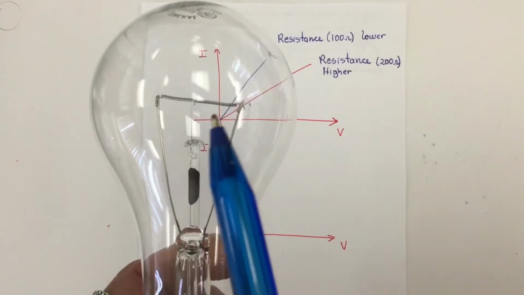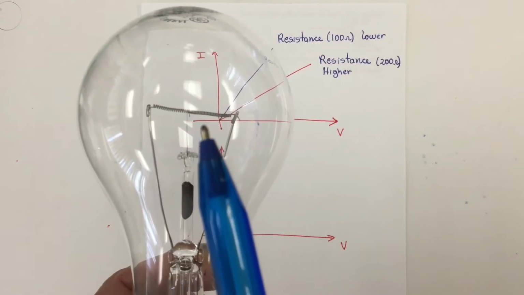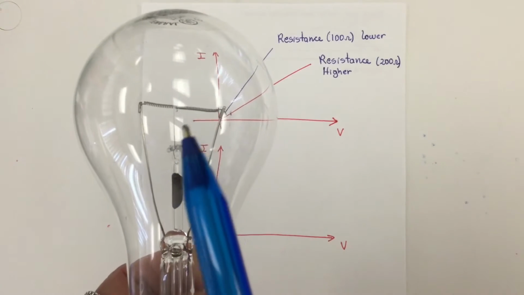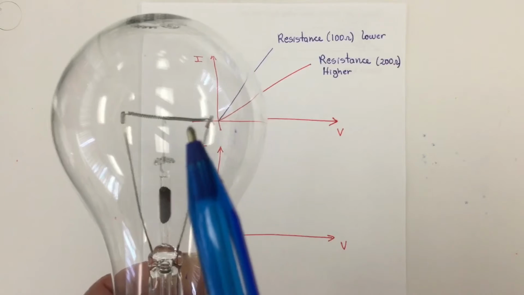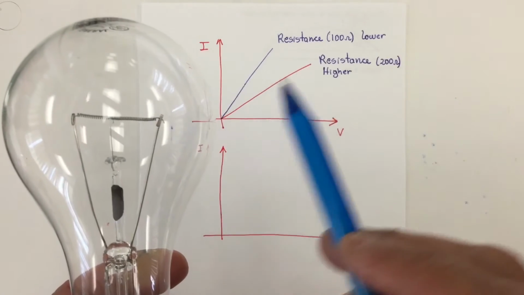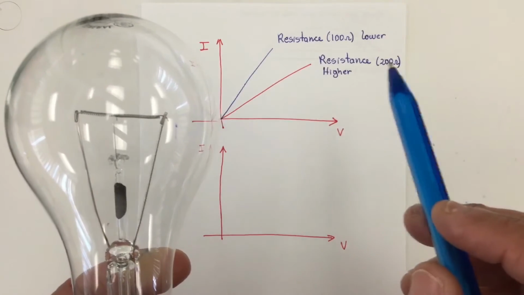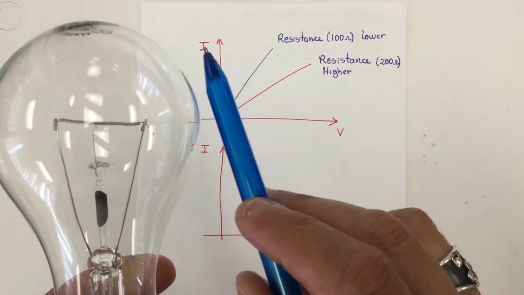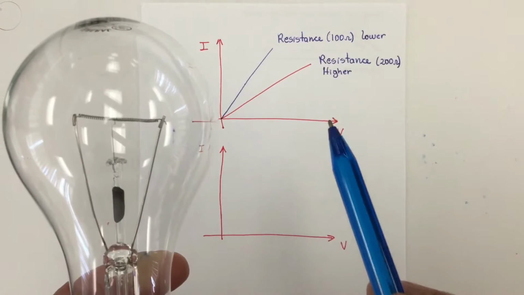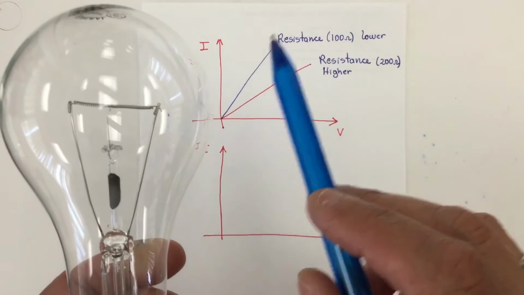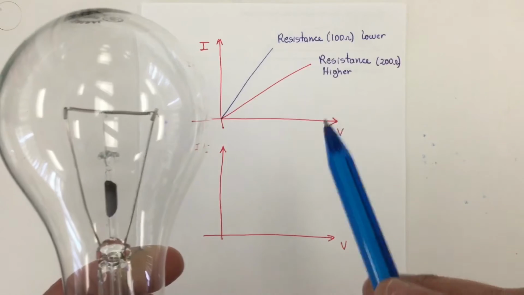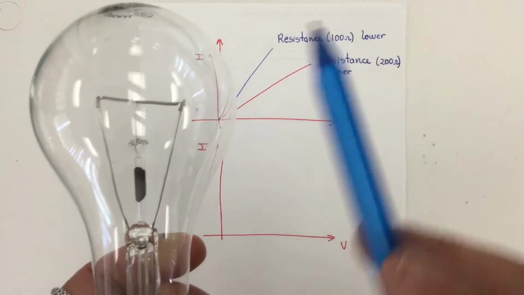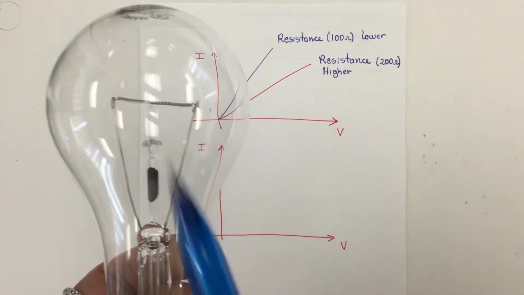Now this filament is going to change its resistance with the temperature, so it is not going to behave like a fixed resistance, like this graph. This is a fixed value, 200 ohms the entire time, with different values for current and voltage. Same thing here, different values for current and voltage always give the same value, which is 100 ohms. This is not going to happen here.